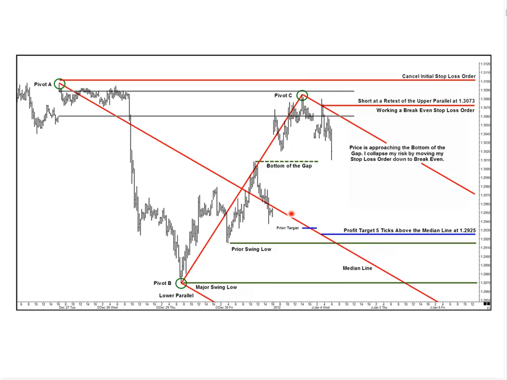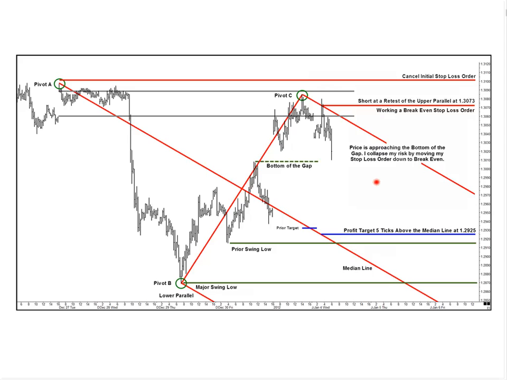But because this is a down-sloping line, and price has moved to the right, so that's time or space, when I run my cursor straight down, I find that it intersects at 129.20, and I'm going to be 5 ticks above it. So now 129.25 is my profit target. So my risk reward is going up if we're able to break through the bottom of the gap.